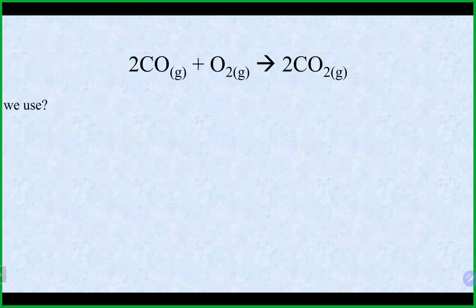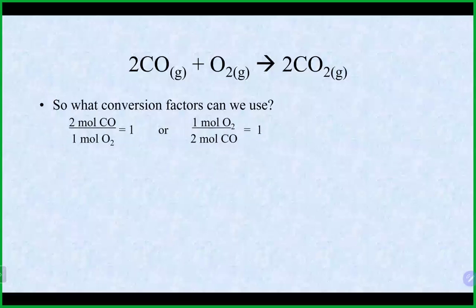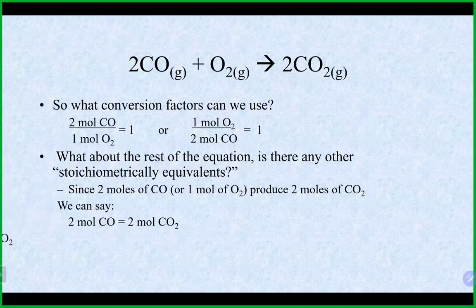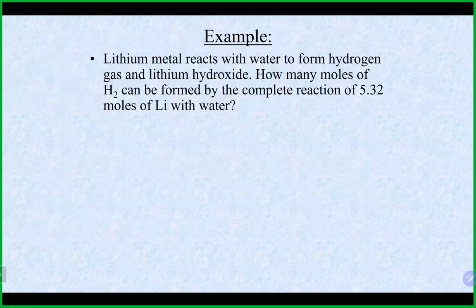All right, let's try some here and make sure. This is what we just talked about. So I'll just kind of scroll it across. That's the one. All right, so why don't you try this one here? We have lithium metal reacts with water to form hydrogen gas and lithium hydroxide. We're looking for how many moles of hydrogen gas can be formed from the reaction of 5.32 moles of lithium. So take a few moments and see what you come up with here.